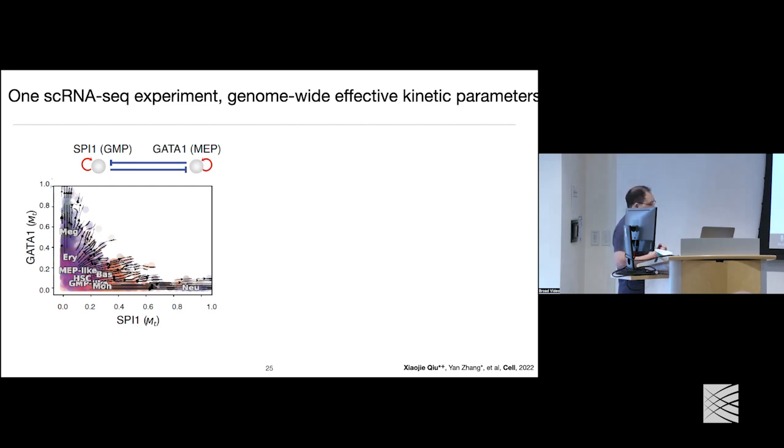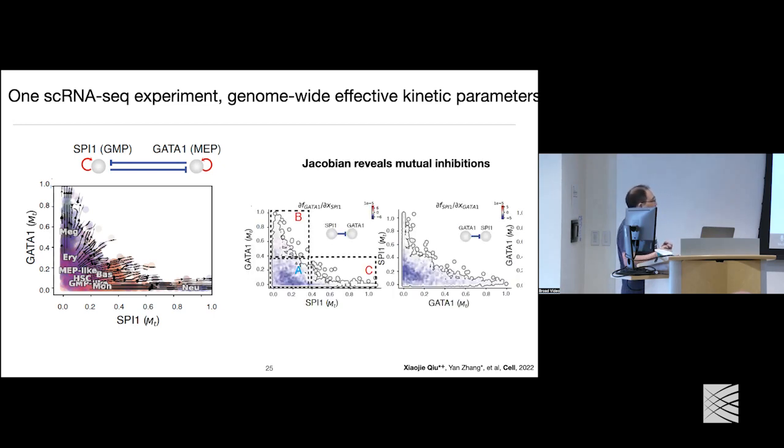erythroid, and basophil cells. And when we plot the Jacobian, where each dot is a cell and the color is the Jacobian from SPI1 to GATA1, you can see a strong negative value indicating repression from SPI1 to GATA1, and this repression gradually attenuates as cells get into the mature cell state. So this again reveals the mutual inhibition between these two genes.